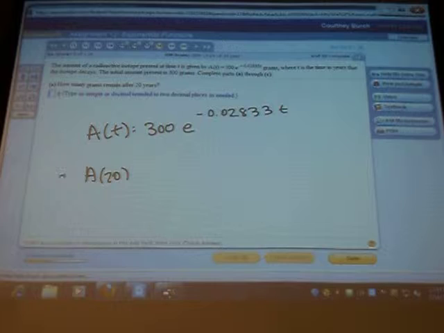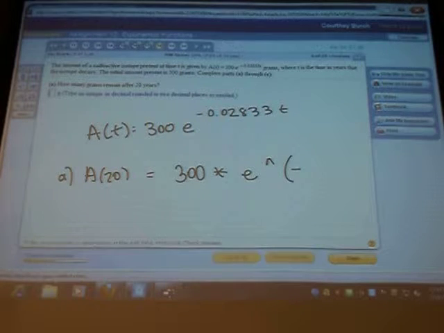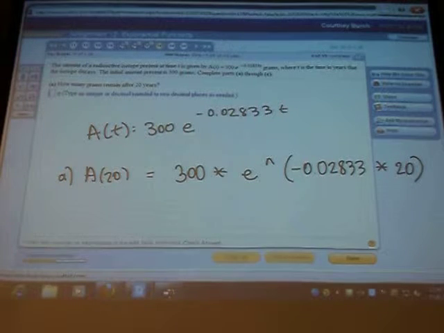For A, I just want to plug in 20 for t. So the way I would do that in my calculator, I would do 300 times e raised to the power of negative 0.02833 times 20. Okay, and again, you just want to put those powers in parentheses.